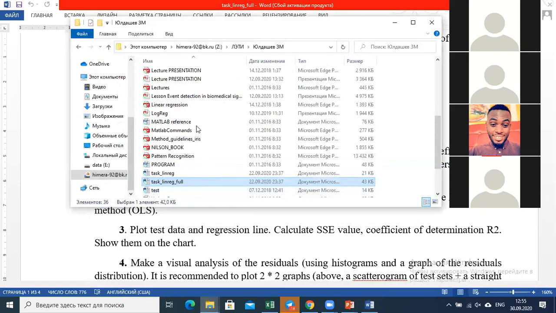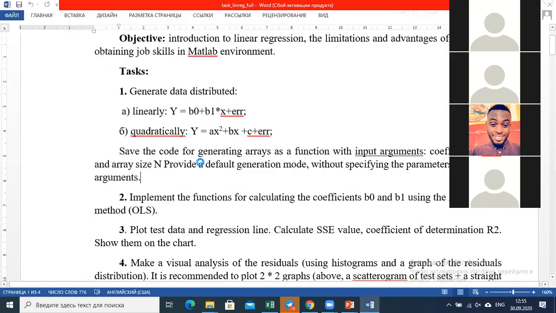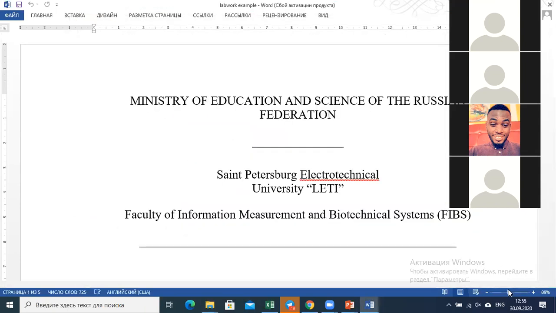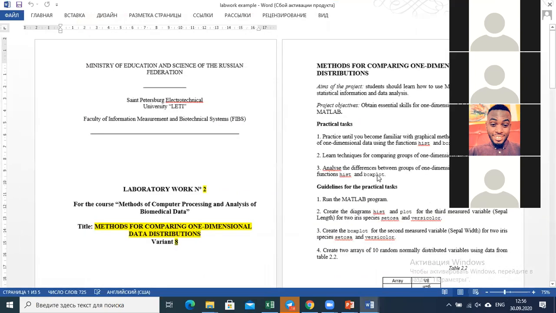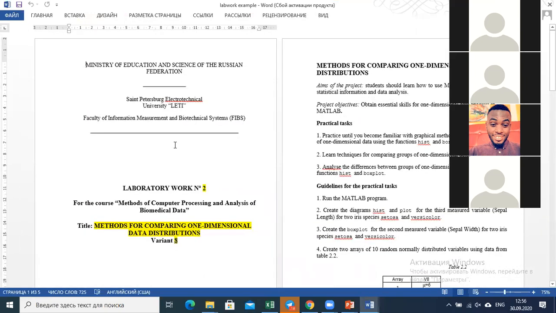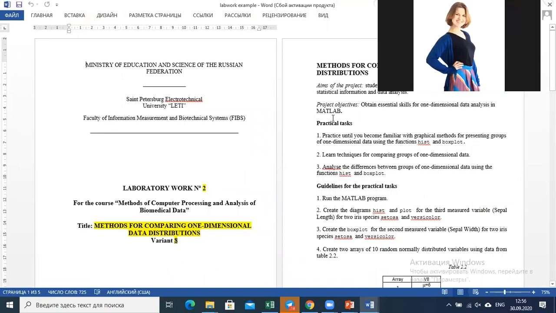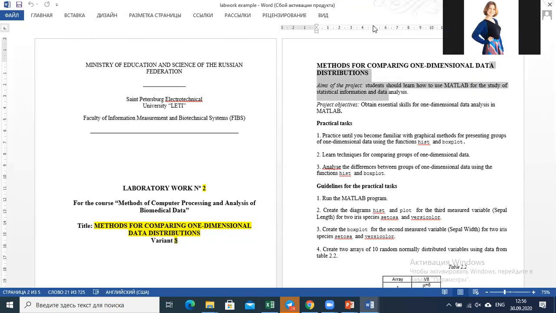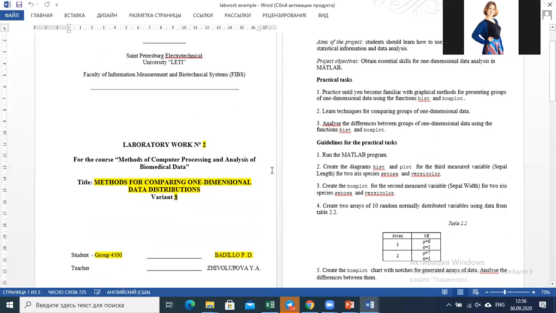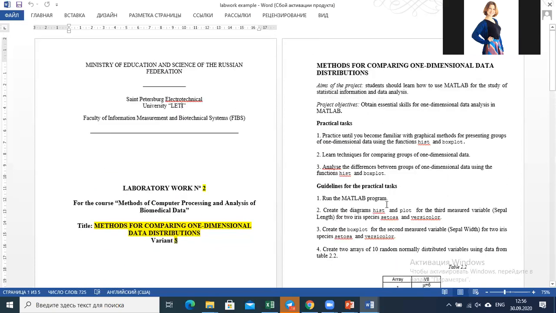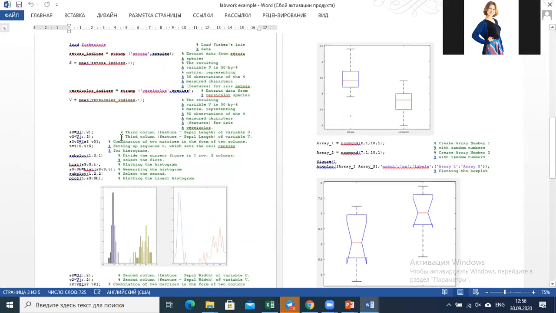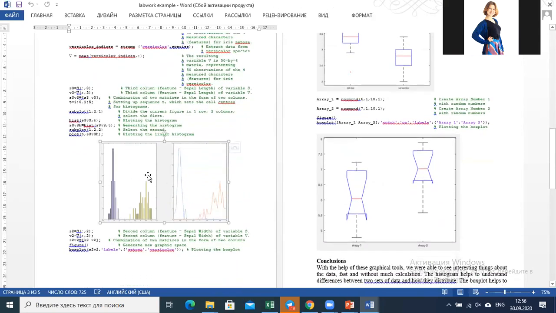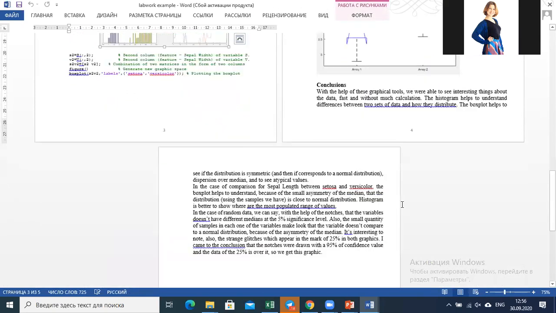I will show you an example of the report, and also you need to upload a report for your practical tasks. We will have 2 practical tasks, so 2 reports for your practical. In Google Class, you may also find an example of the report: a title page, a short explanation of your task, and after that, code with comments, some plots and conclusions. That's all.